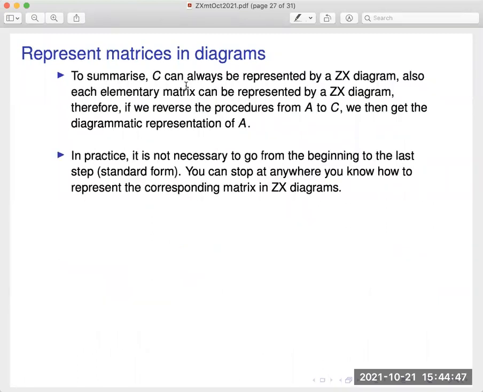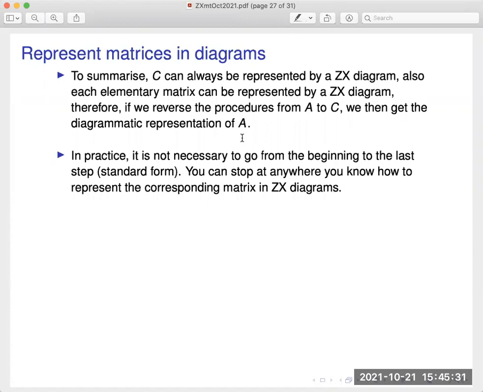And in any case, we can represent C by a ZX diagram. Since each elementary matrix can be represented by a ZX diagram, if we go from A to the standard form C and then reverse the procedures, then since we know how to represent C and any elementary matrix, because their inverses are also elementary matrices, we know how to represent A.